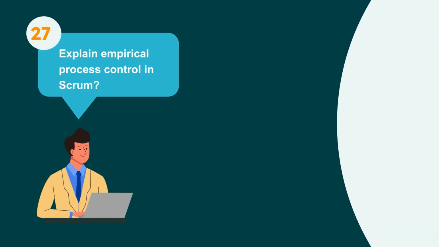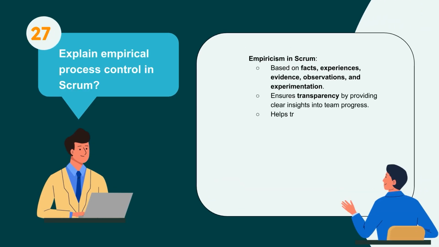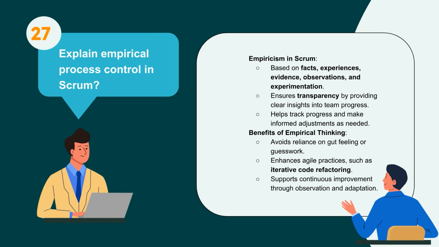27. Explain empirical process control in Scrum. Empiricism is a very important term when discussing Scrum. It is defined as work that's based on facts, experiences, evidence, observations, and experimentation. Empiricism is used in Scrum to improve transparency by providing information about what is happening within the team, as well as keeping track of progress and making any changes when required for observation purposes. Instead of relying on gut feeling or guesswork alone, empirical thinking improves with Agile practices such as refactoring code in iterations, for example.